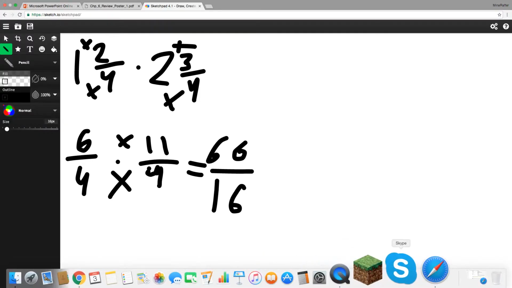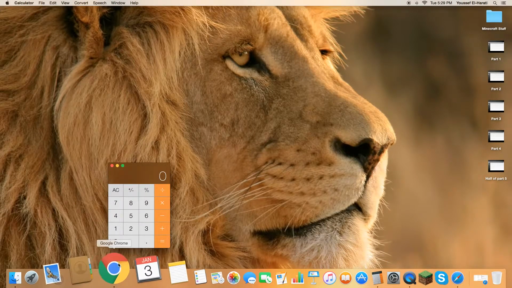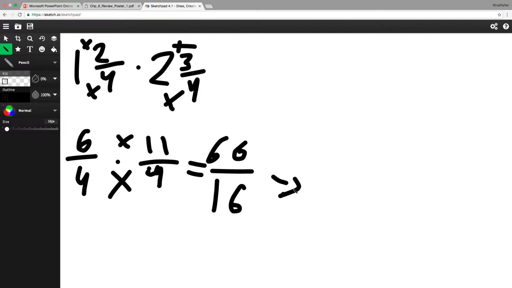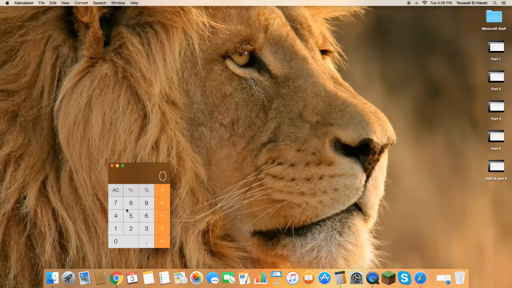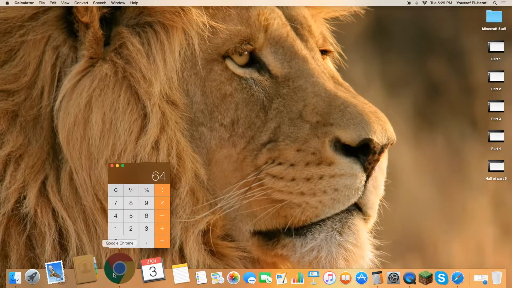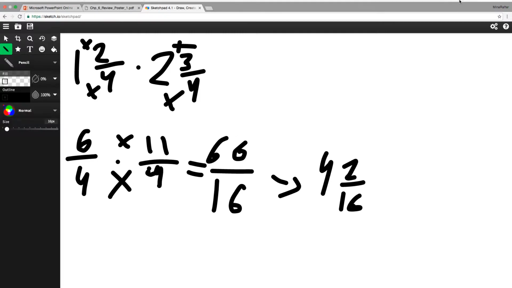So then 66, you go here. You go 66 divided by 16. So then you get 4.125. You don't have to care about the decimals that much. So what you do is you put 4, and then you go back to your calculator or your mind or whatever, and then you put 16 times 4, and then you get 64. So then you minus 66 by 64, you'll get 2. So then you put 2 and then over 16. So yeah, that's multiplying two mixed fractions.